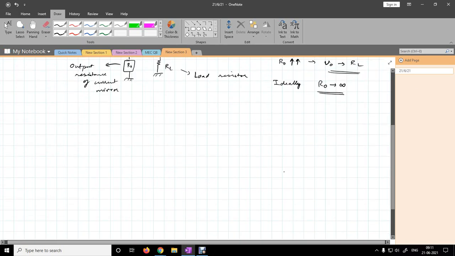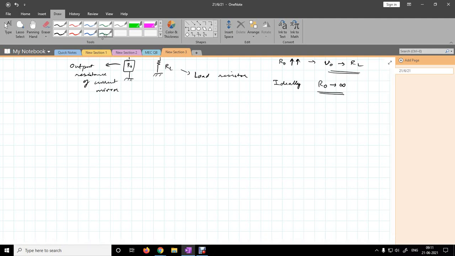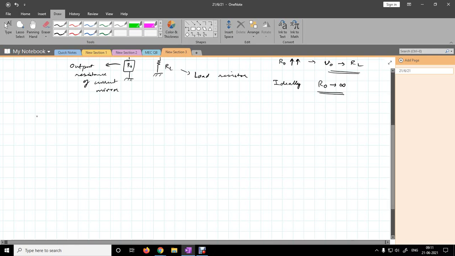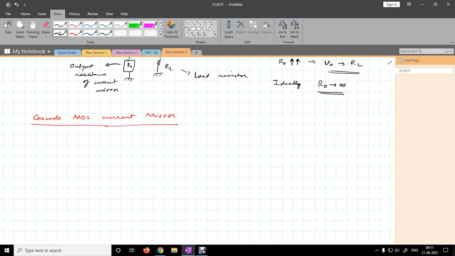Now we'll be looking at quite a few circuits here: Wilson circuit, Widlar current sources. First we'll look at a simple cascode MOS current mirror. Then we'll replace that MOSFET with a BJT and we'll see what happens. So first, the diagram.